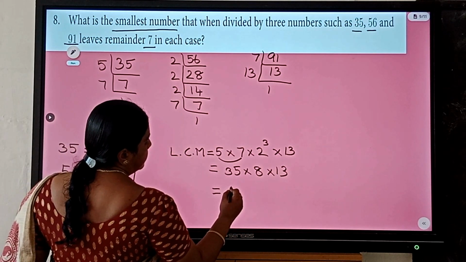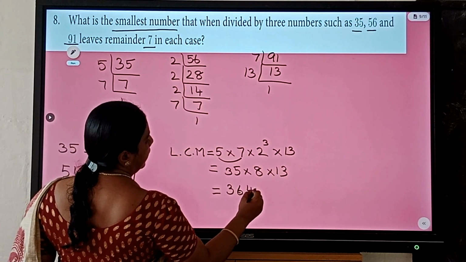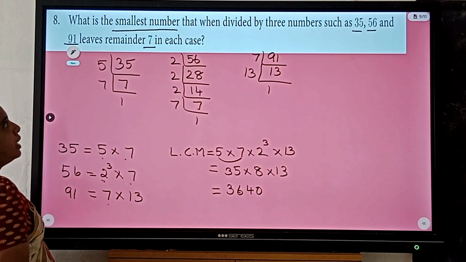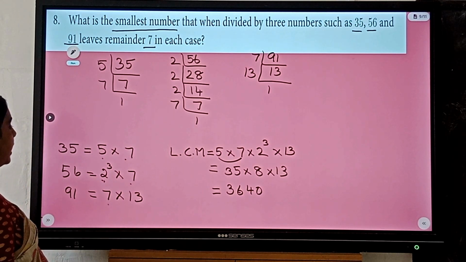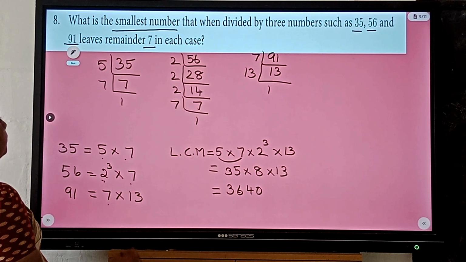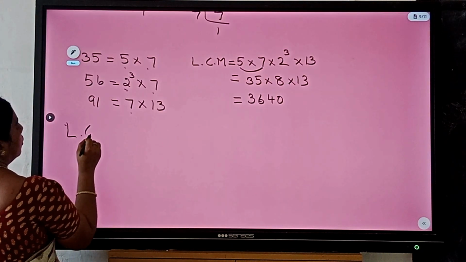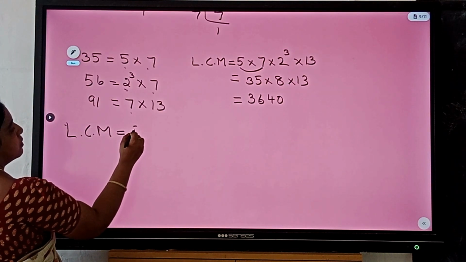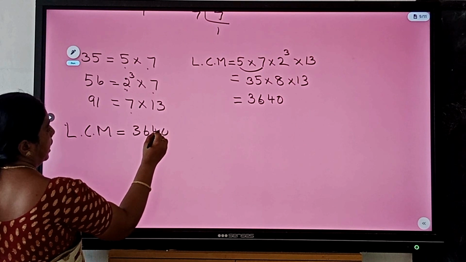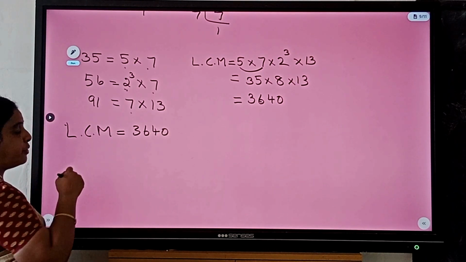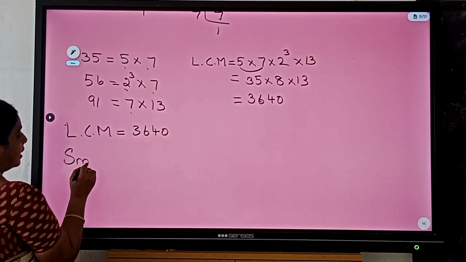The LCM is 3640. Now what have they said? They have said it leaves a remainder 7. So we know LCM is 3640 and now they have asked to find the smallest number.